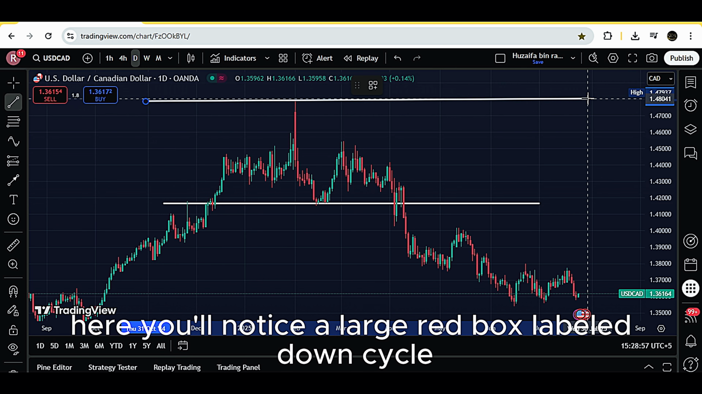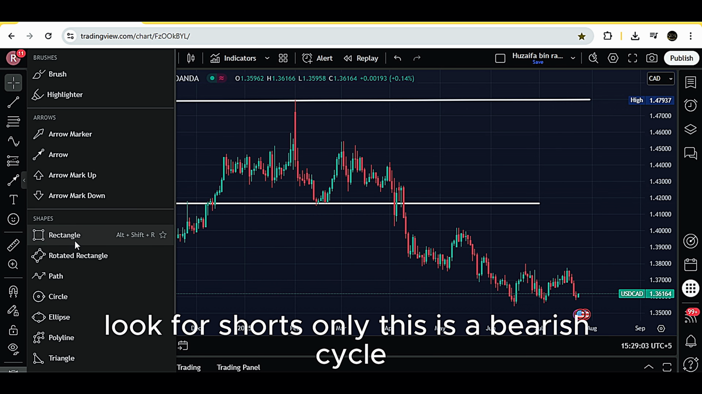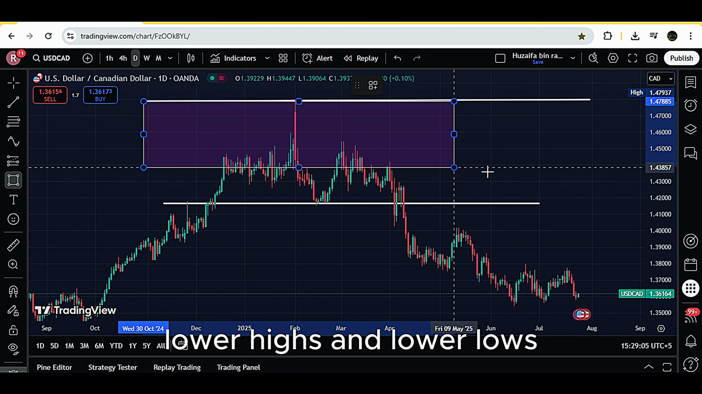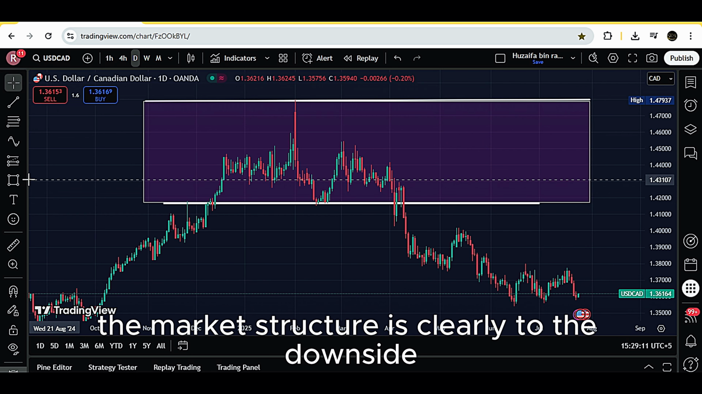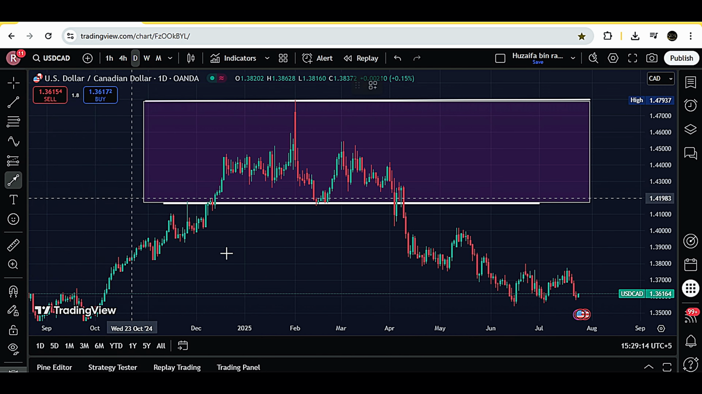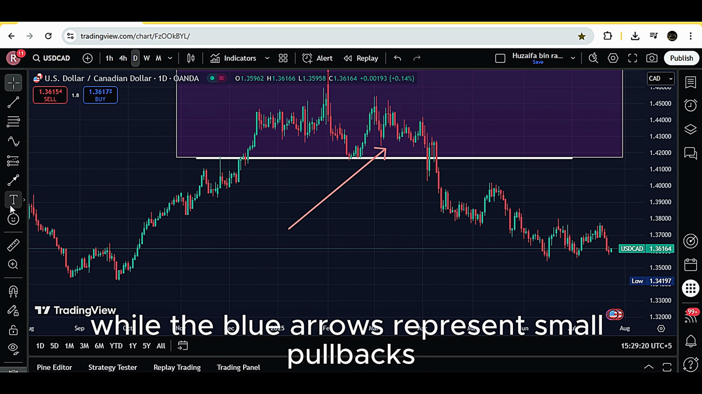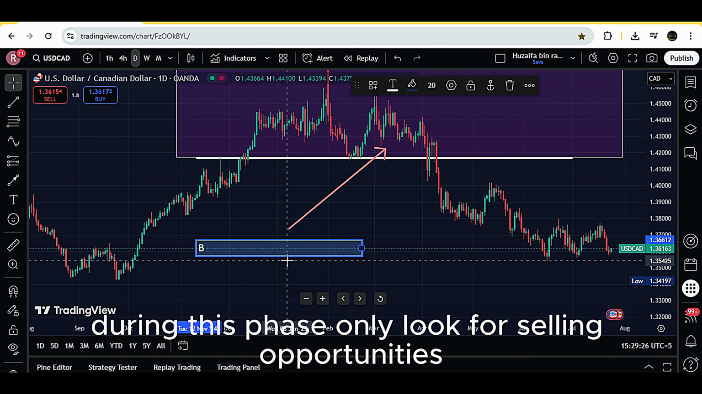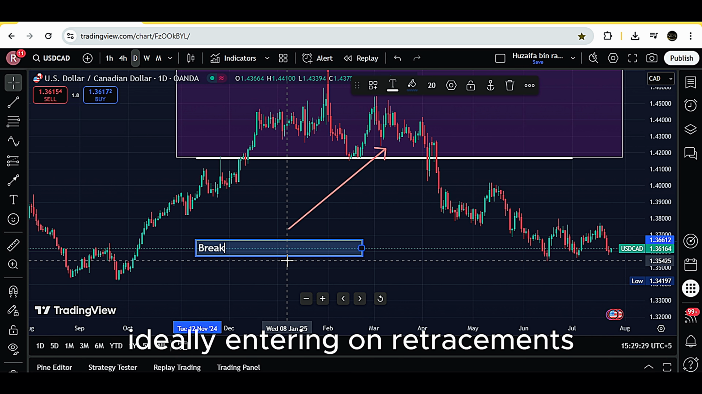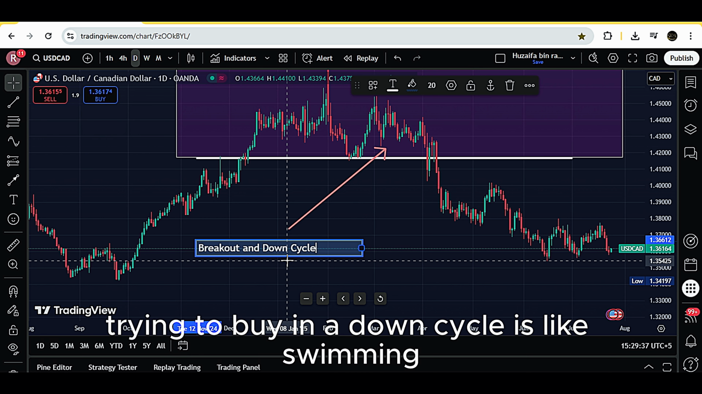Here, you'll notice a large red box labeled down cycle. Look for shorts only. This is a bearish cycle, where price is forming consistent lower highs and lower lows. In this phase, the market structure is clearly to the downside, and sellers are in full control. The red arrows highlight the impulsive bearish moves, while the blue arrows represent small pullbacks, which should not be confused with reversals. Smart traders during this phase only look for selling opportunities, ideally entering on retracements, trendline rejections, or order blocks at lower highs. Trying to buy in a down cycle is like swimming against the current.